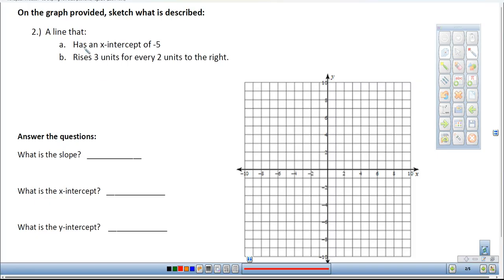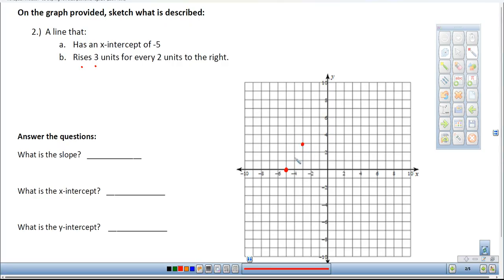the exact same. It's got to have an x-intercept of -5. So we know the x-intercept is going to go through the x-axis at the value -5. That's going to be right here. And it says that it rises 3 units for every 2 units to the right. So it's going to go up 3 units, but it's not going to happen immediately. It's going to happen 2 units later.